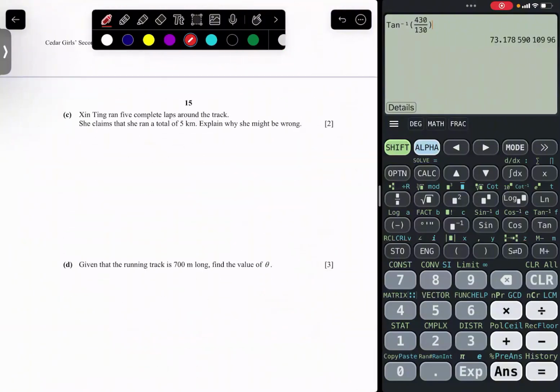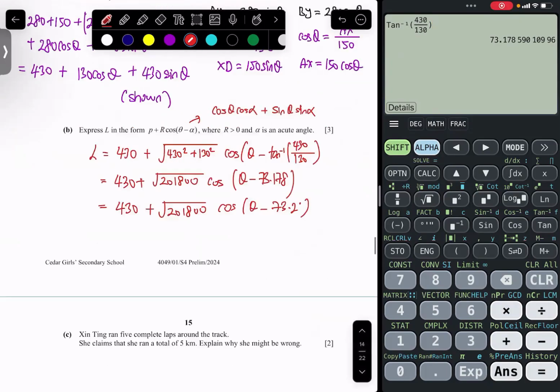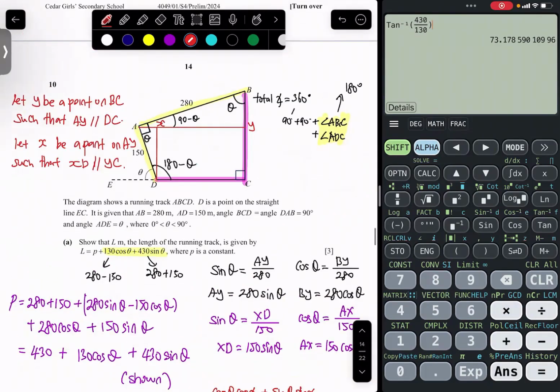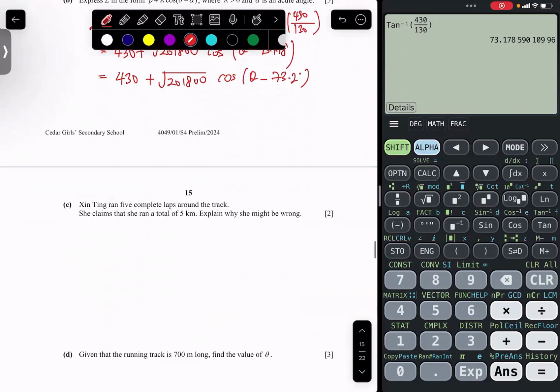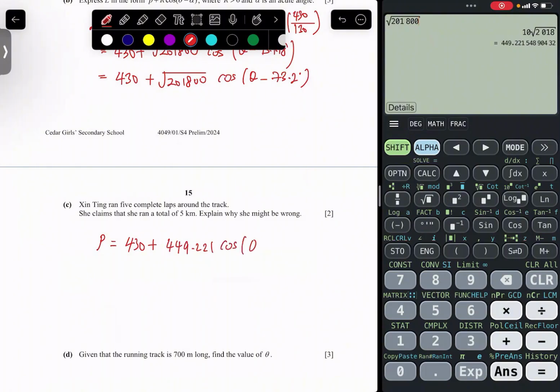Sing King ran 5 complete laps around the track. She claims that she ran a total of 5 km. Explain why she might be wrong. Okay, this is in meters. So P equals 430 plus square root 201,800. The square root of 201,800 is about 449.221, so it's 449.221 cosine theta minus 73.2.